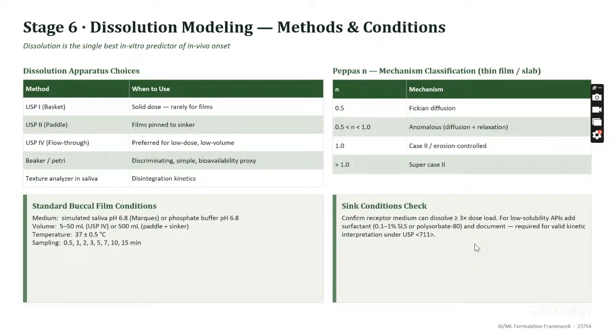So here USP 1, USP 2, USP 4 are different methods you use for solid doses. Film spin is preferred for low dose, low volume. Beaker or Petri dish is a discriminating, simple bioavailability proxy. Texture analyzer in saliva gives disintegration kinetics. Next is mechanism classification for thick films, thin films, or slabs. n equal to 0.5 is Fickian diffusion. 0.5 less than n less than 1.0 is anomalous diffusion or relaxation. n equal to 1 is Case II erosion control. Greater than 1 is Super Case II. So you should evaluate different conditions and save the data.